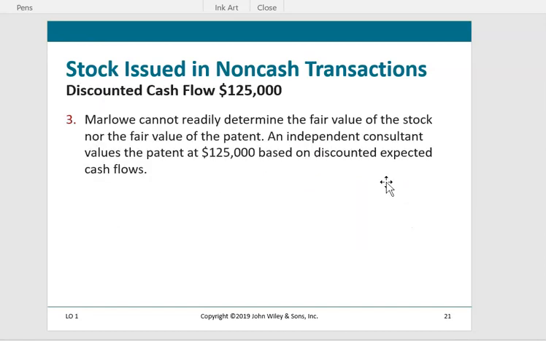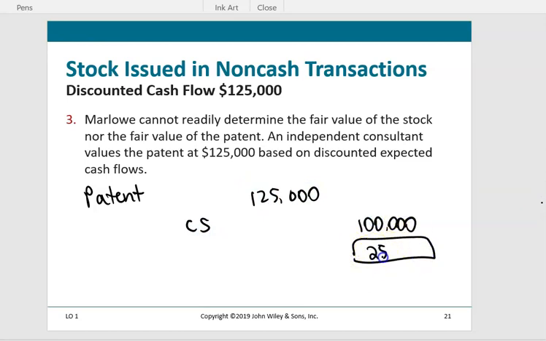And then the third possible option is that Marlowe cannot readily determine the fair value of the stock or the fair value of the patent. So what do we do then? Well, we come up with the best possible estimate of a market price for whatever we can. And in this case, the company says, best we can do to come up with the price of the patent is to hire a consultant and use, how do we value anything, the discounted expected future cash flows. And that gives us a present value of $125,000. So therefore, we assume the patent has a fair value of $125,000. Again, common stock at its par value, and the $25,000 difference, of course, gets recorded to additional paid-in capital common stock.